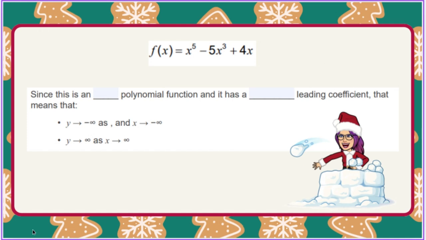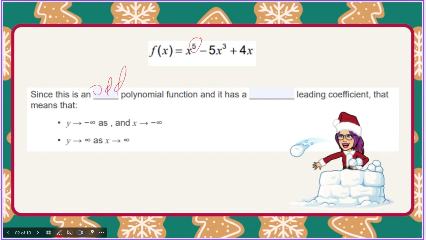Okay, so when we're graphing polynomials, you will notice a pattern taking place as we are working through this, okay? Here we have an odd polynomial. How do I know it's odd? Because the exponent right there is 5. So that makes it an odd polynomial.